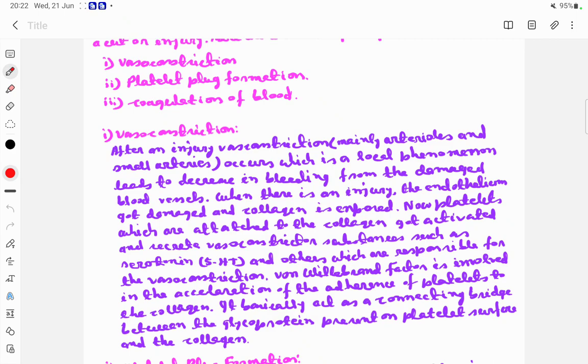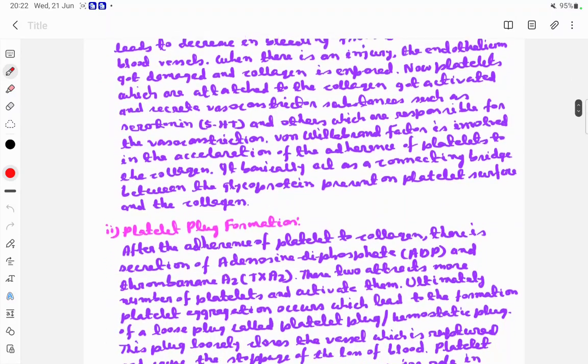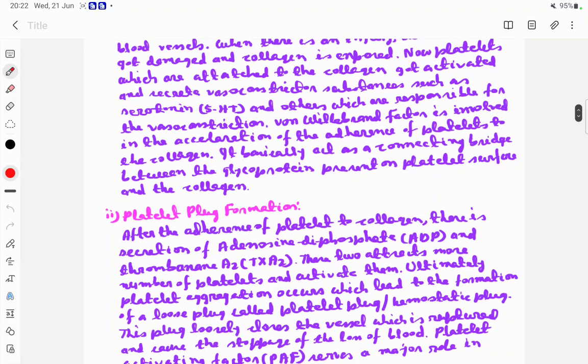Von Willebrand factor plays a major role in accelerating the adherence of platelets to the collagen. It basically acts as a connecting bridge between the glycoprotein present on the surface of platelets and the collagen. Next one is platelet plaque formation.